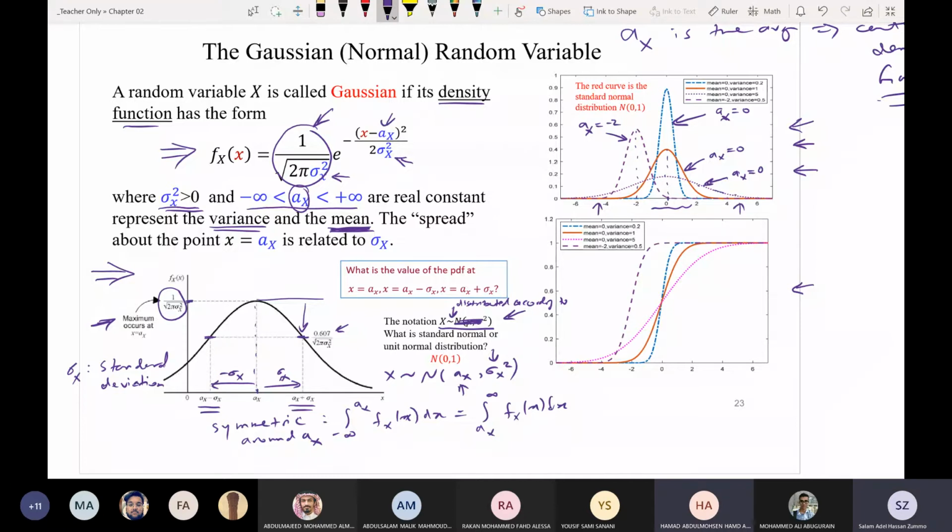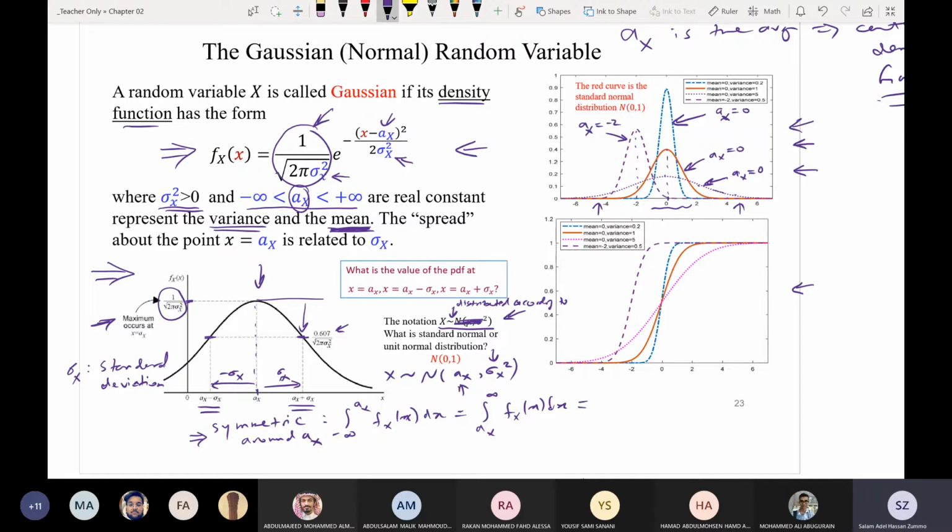So what we learned here is, first of all, the equation of the PDF, the shape of the PDF. It's what we call the bell shape. The maximum of the PDF happens at the mean value. Around the mean, the PDF is symmetric, which means that the area to the right of the mean, AX, equals the area to the left of the average.